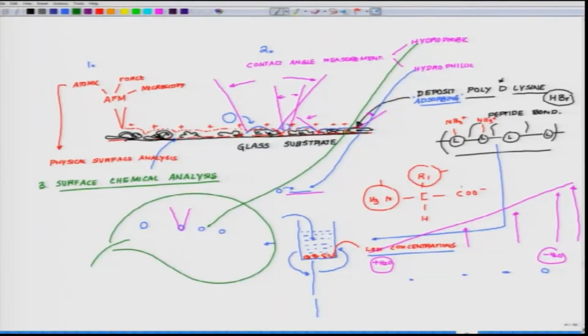So if you look at poly-D-lysine from the top, you will have carbon, you will have nitrogen, of course hydrogen. These are mostly what we will be seeing, and of course you will have oxygen, right? So now, doing a surface analysis, one of the easiest and most thorough surface analyses you can do is XPS. XPS stands for X-ray photoelectron spectroscopy.